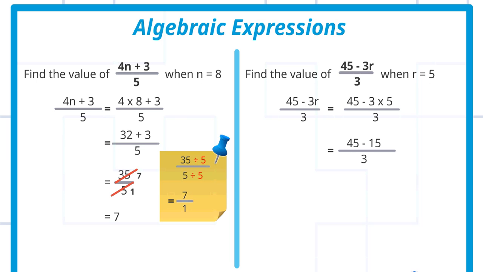45 minus 15 is equal to 30. 30 divided by 3 is equal to 10. Now in this kind of example, we do not have 10 apples or 10 oranges, because these are not word problems, so your answer is just 10.